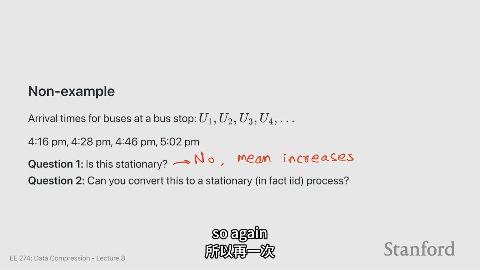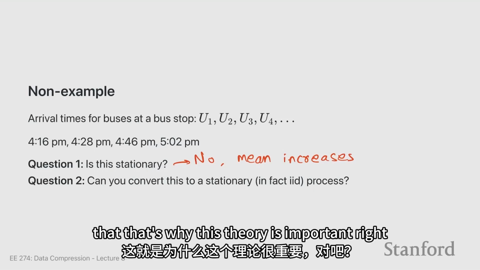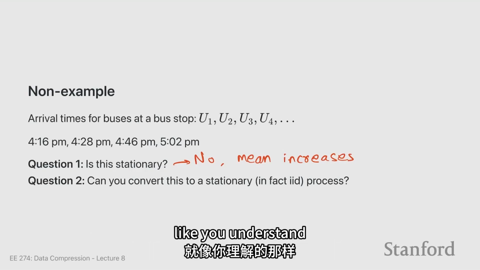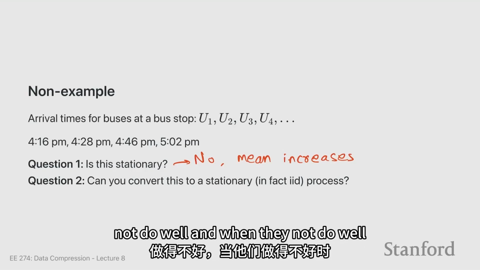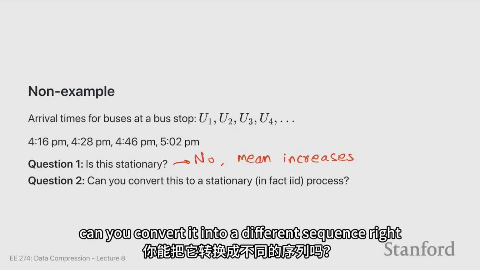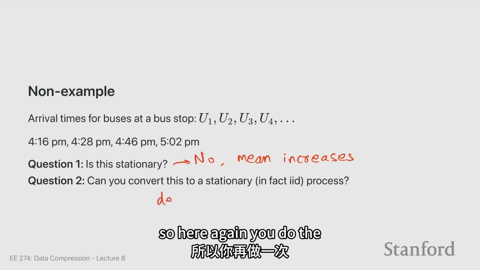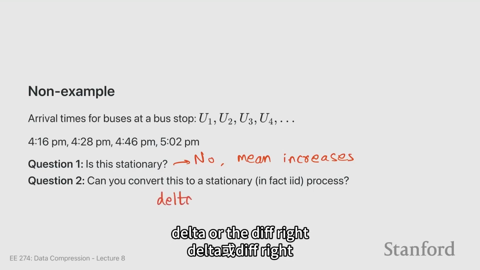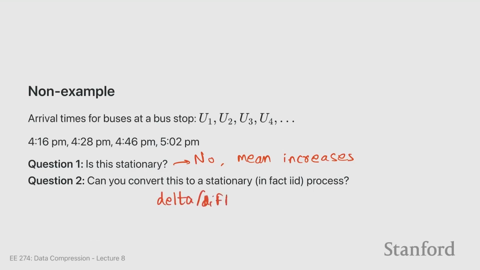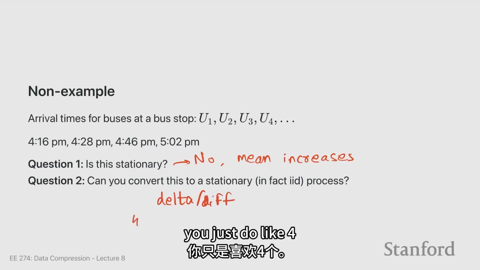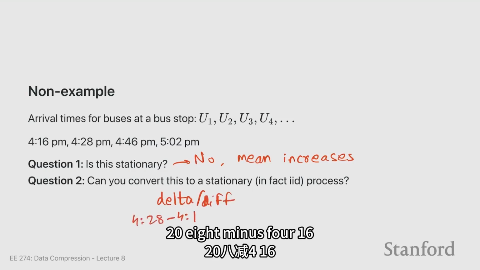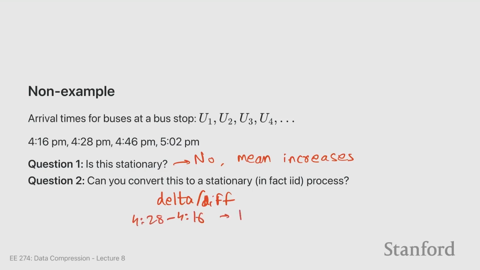So again, that's why this theory is important. You understand where these compressors do well, where they do not do well, and when they do not do well, whether you can convert it into a different sequence. So here again, you do the delta or the diff. You just take this difference. So you just do 428 minus 416. This is 12 minutes, right?